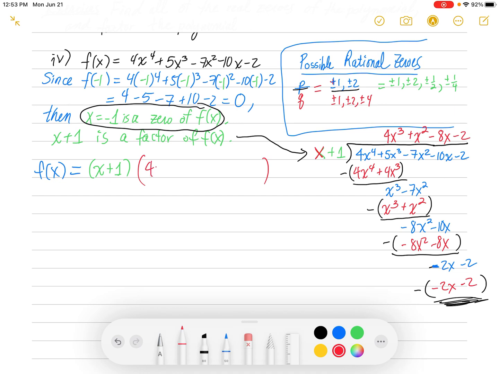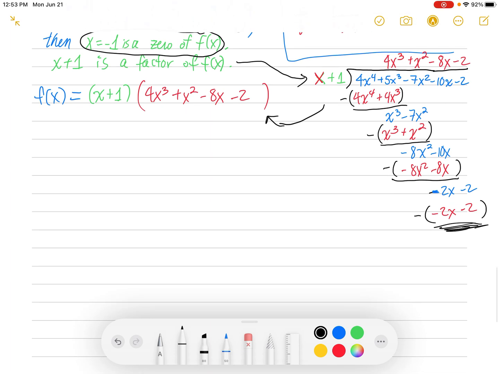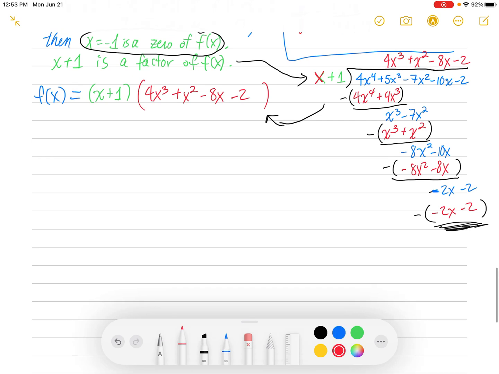So here we're going to have 4x cubed plus x squared minus 8x minus 2. Okay, that was our quotient that we just found. So the polynomial factors into x plus 1 along with 4x cubed plus x squared minus 8x minus 2. The question is, how can we factor this red dude, 4x cubed plus x squared minus 8x minus 2?